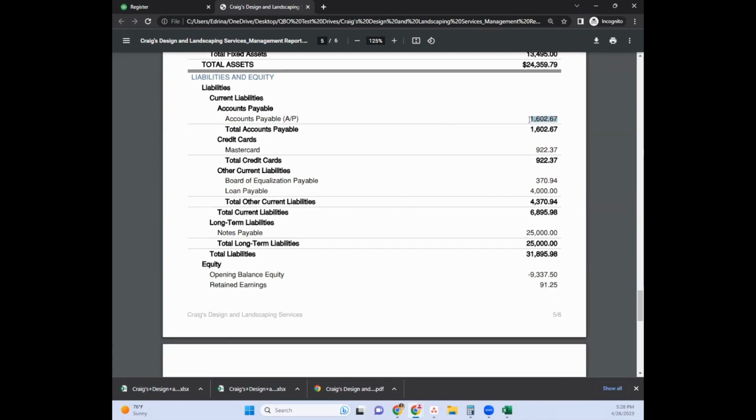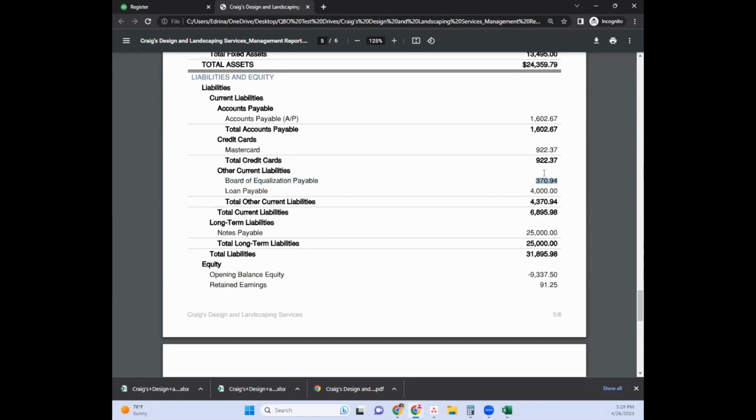So at the end of March, he had invoices entered into QuickBooks, but he has yet to pay them as of the end of March. So maybe he cut the check on April 1st. We don't know. He also had a balance on his credit card account of $922.37.